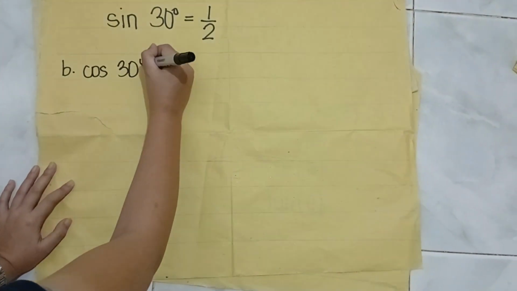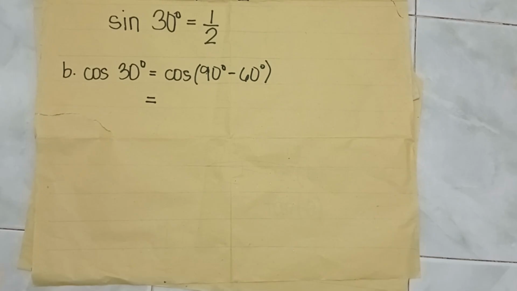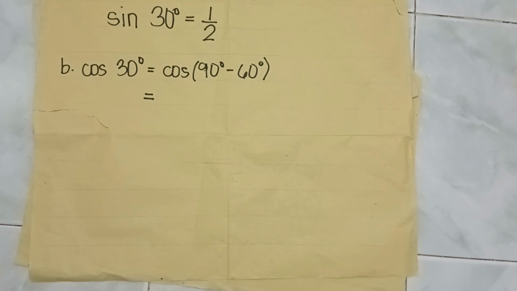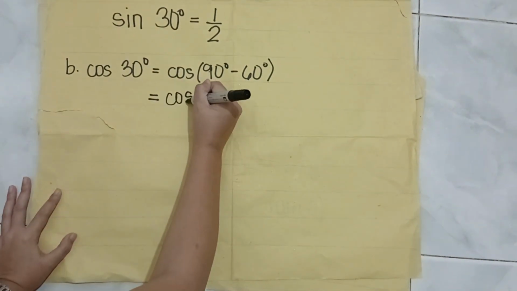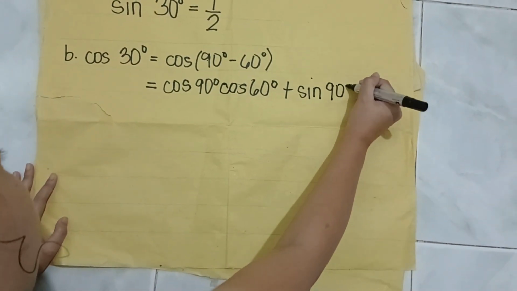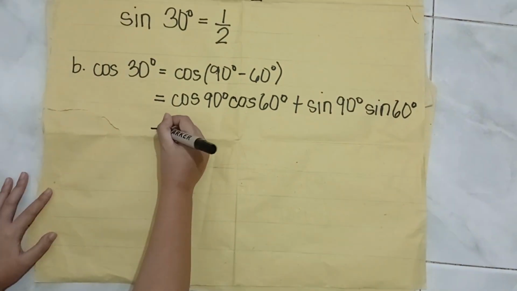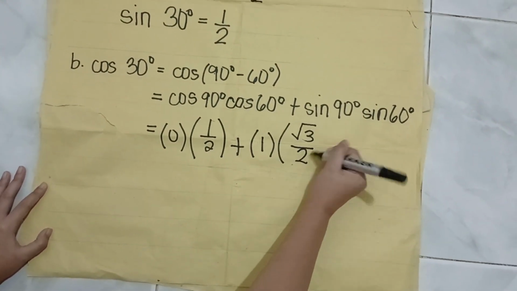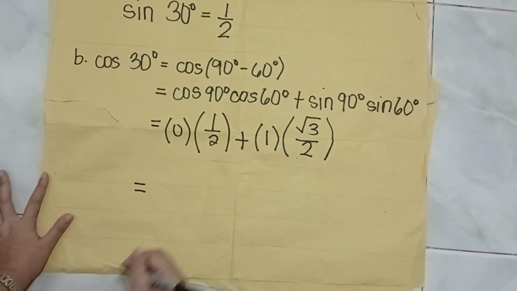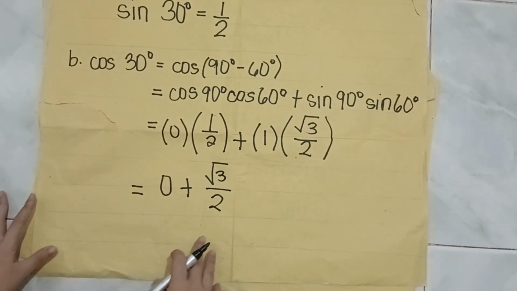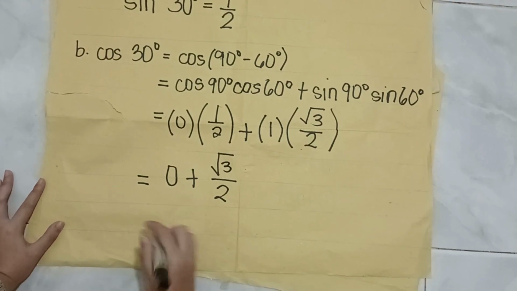Next, we're going to use the difference formula for cosine. We're going to use cosine of alpha minus beta equals cosine alpha times cosine beta minus sine alpha times sine beta. And then, we substitute the exact values. And then, we simplify. So, the exact value of cosine 30 degrees is equal to the square root of 3 over 2.